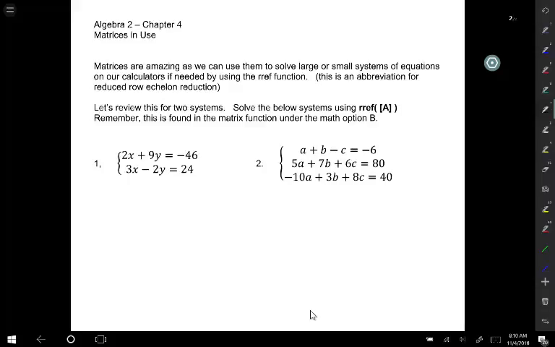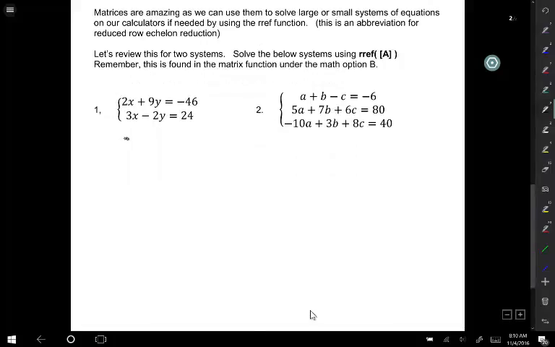Now, this should be a familiar idea from what you just did yesterday. What I want to do is review how to use matrices to solve systems of equations. So let's start here. What would be the matrix for number 1 in size? 2 by 3. So my numbers would be 2, 9, negative 46, 3, negative 2, and 24.